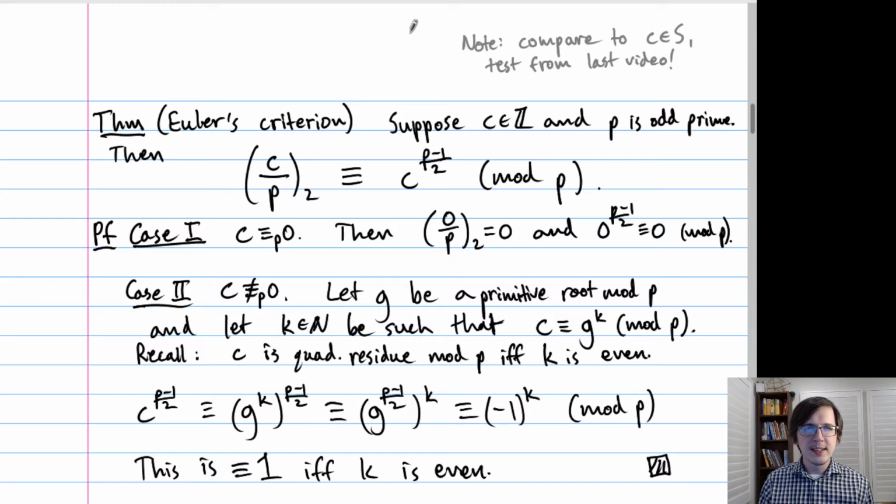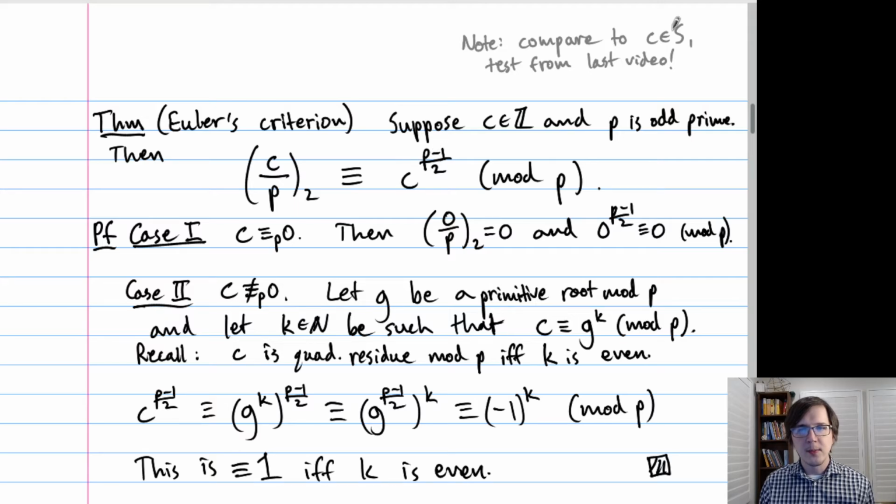So the reason why the Legendre symbol is defined in the way it is is specifically so that this theorem holds, Euler's criterion. So here's the criterion. Let's say that C is any integer and P is an odd prime. Then C over P Legendre symbol is congruent to C to the power of P minus 1 over 2, mod P. So you should compare this to the C being in S1 test from the previous video.